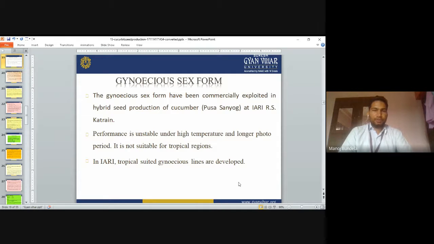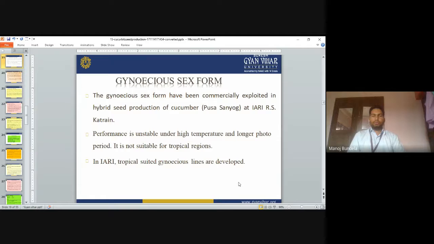The gynoecious sex form has been commercially exploited in hybrid seed production of cucumber, like Pusa Sanyog at IARI Research Station, Katrain. So it is mainly used in Pusa Sanyog. Performance is unstable under high temperature and long photoperiod. If temperature is high and there is a long photoperiod, means long day temperature, then it is not suitable. It does not work.